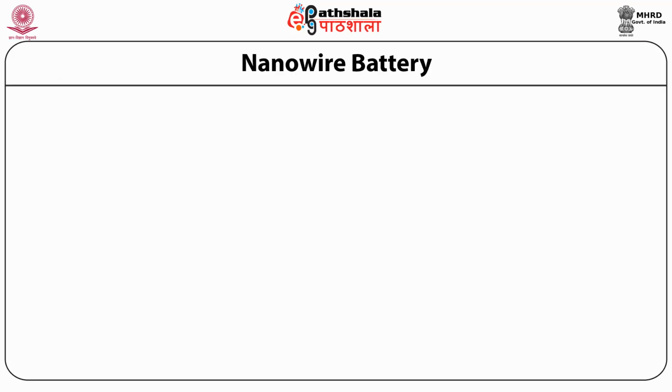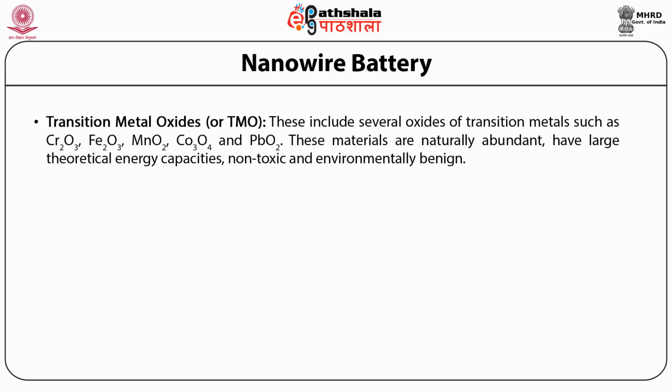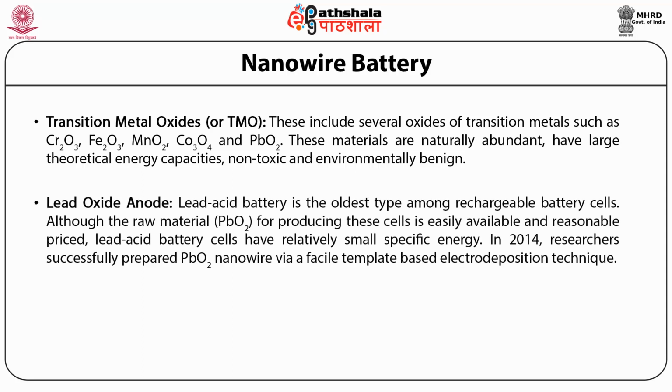Let us now discuss the transition metal oxide or TMO. These include several oxides of transition metals such as Cr2O3, Fe2O3, MnO2, Co3O4 and PbO2. These materials are naturally abundant, have large theoretical energy capacities, and are non-toxic and environmentally benign. And the next one is the lead oxide anode.